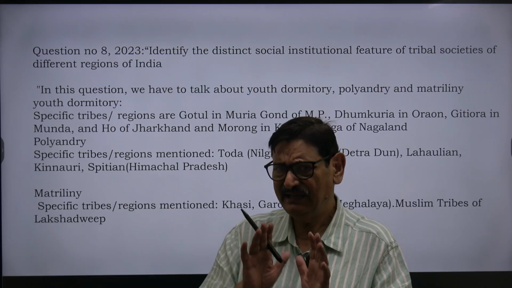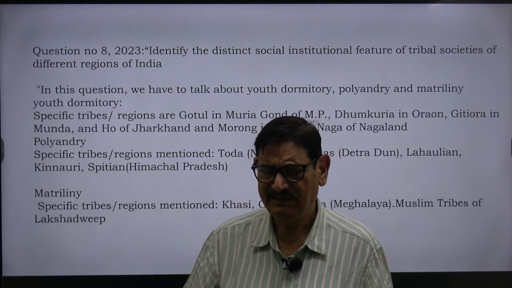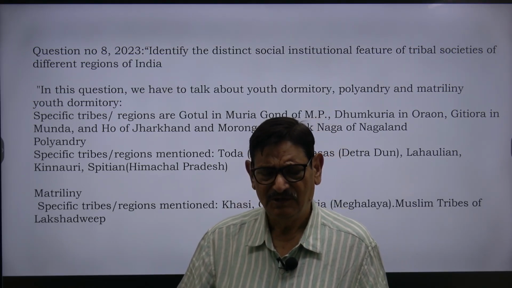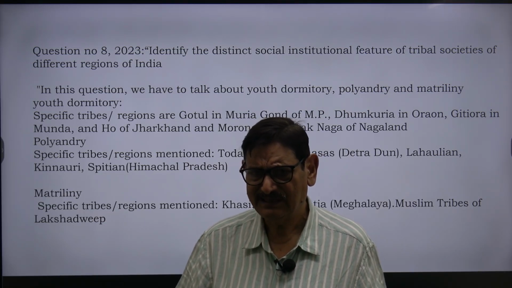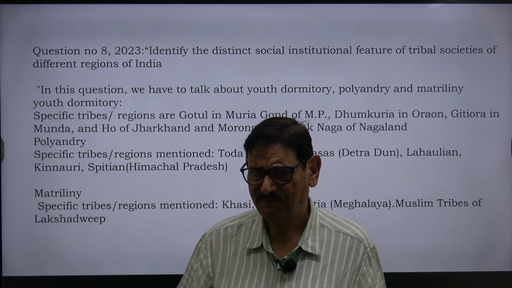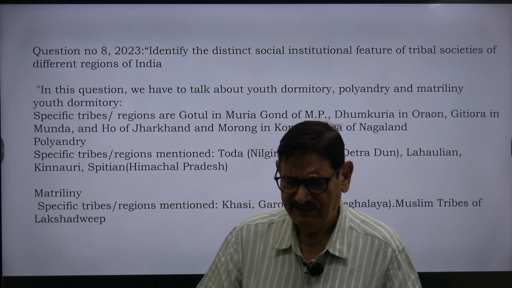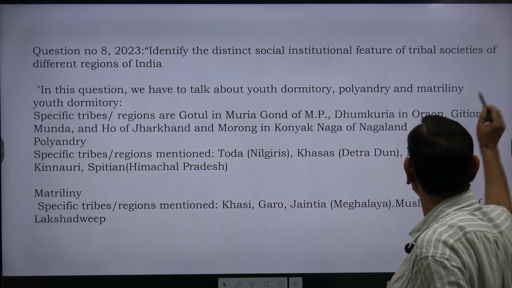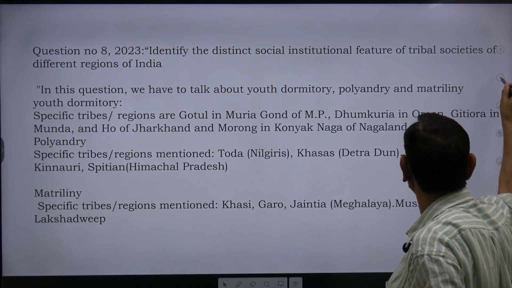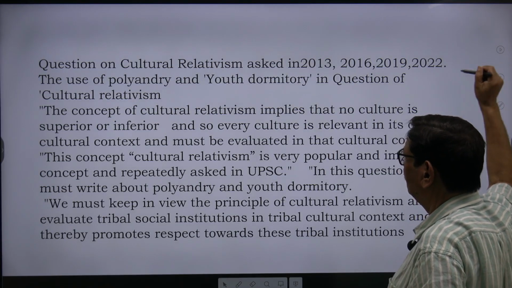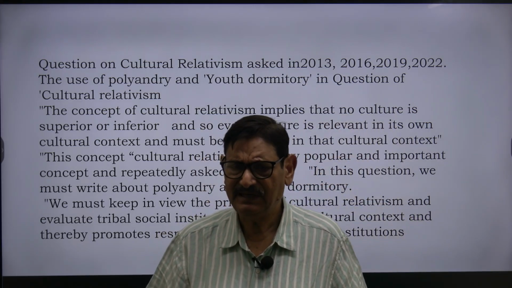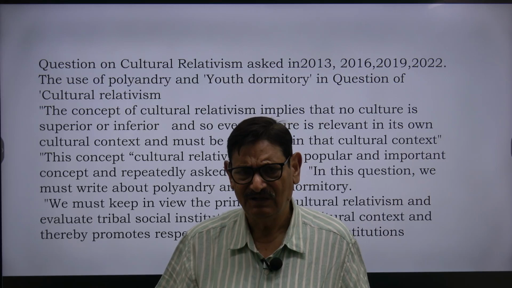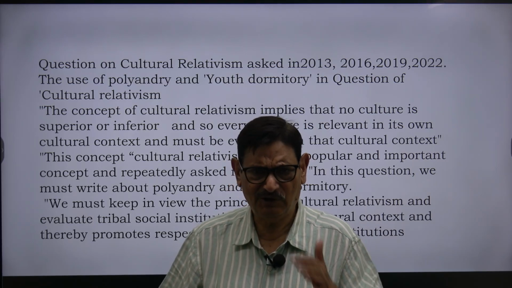So this is a question of 2023, but in this question also we have to keep in mind the core institutions of tribal society, that is youth dormitory, polyandry, and matrilineal. Next question is cultural relativism. It is a very popular question, but in this question also we have to talk about polyandry and youth dormitory.